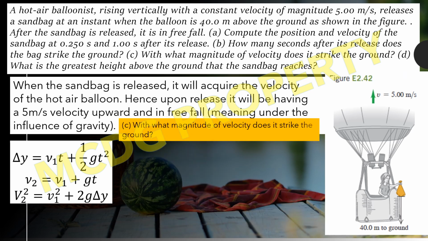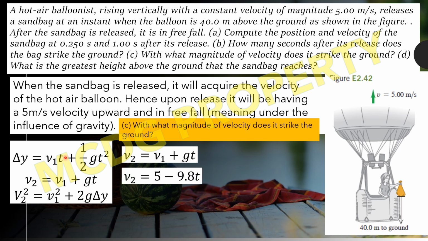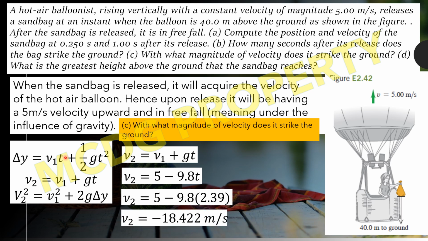Next is, with what magnitude of velocity does it strike the ground? So we solve for V2. V2 is equal to V1 plus gt. So we use the second equation. V2 is equal to 5 minus 9.8 times time. Now the time to reach the ground is 2.39 seconds. So we solve for V2. V2 will be equal to negative 18.422 meters per second. Negative because the sandbag is on the way down.